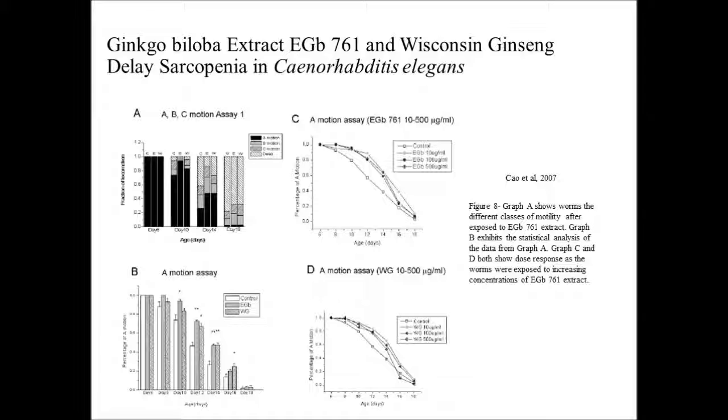Cao et al. studied the application of ginkgo biloba extract and ginseng on the rate of sarcopenia in a C. elegans model. Sarcopenia is the loss of skeletal muscles, which is a neurodegenerative disease, similar to HD in that both diseases result in the loss of neuronal cells. They were able to run a fluorescence microscopy assay by embedding the live worms on 2% agarose pads, and GFP expression was conducted using the fluorescent microscope.